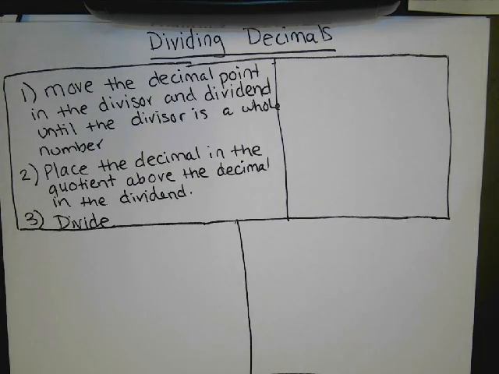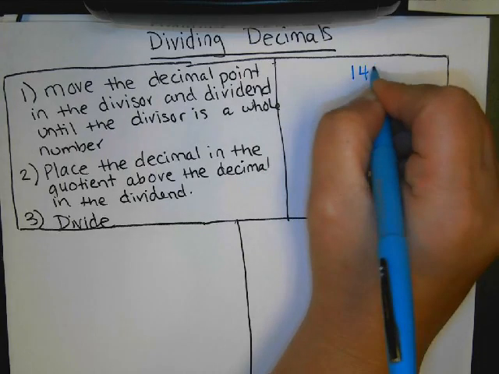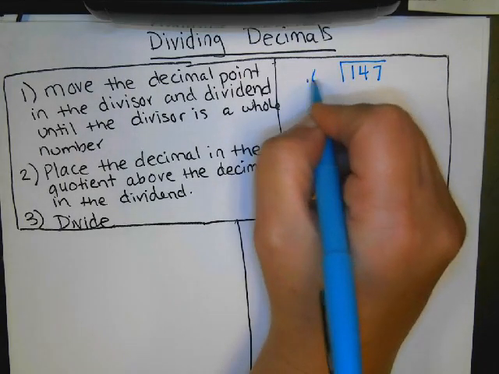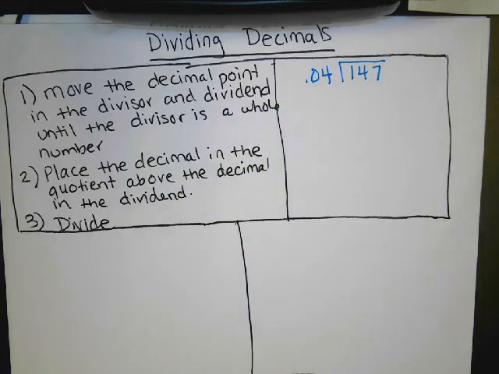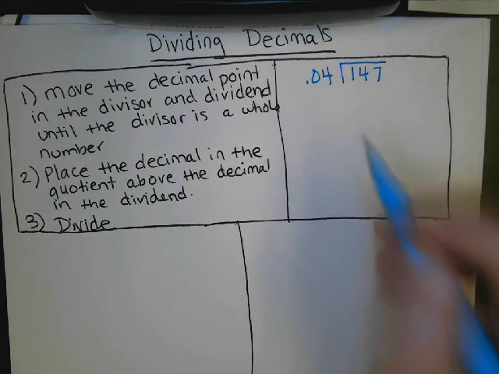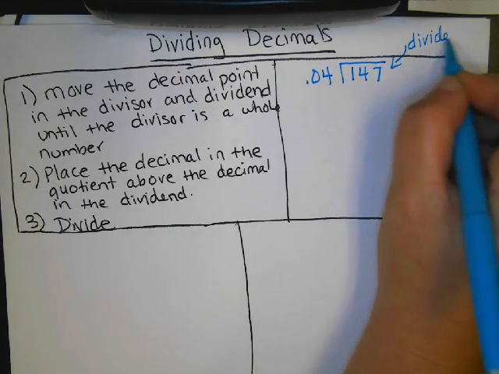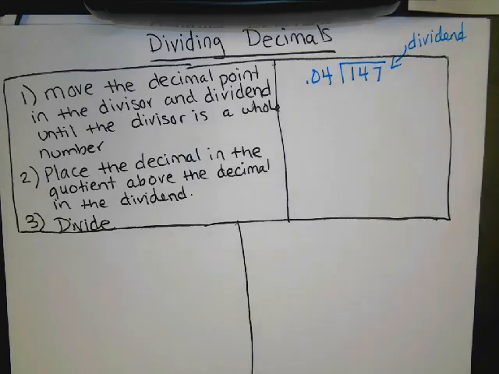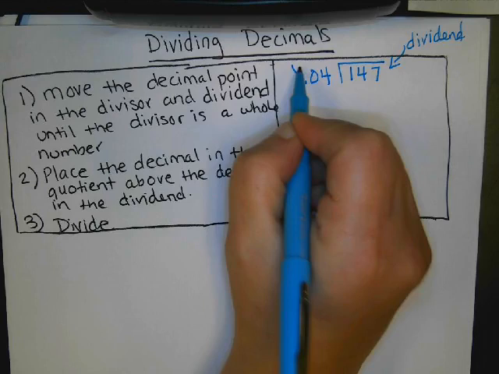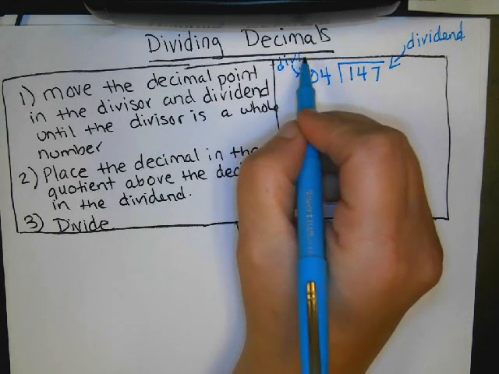And we are going to look at 147 divided by 0.04. So first of all, let's figure out which one's the divisor and which one's the dividend. Well, the dividend goes in. It kind of reminds, goes inside. And the divisor is going to be on the outside because you wear a visor outside to block the sun.